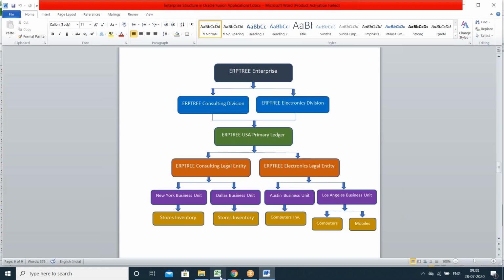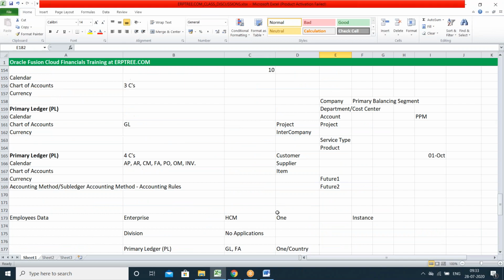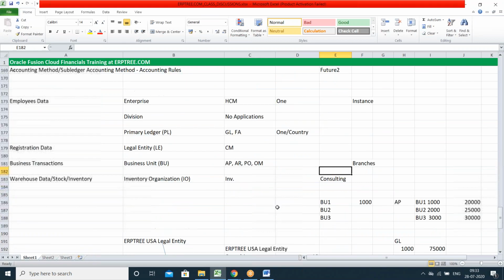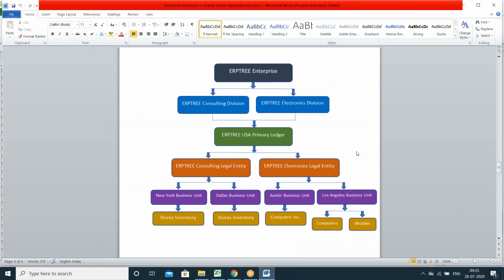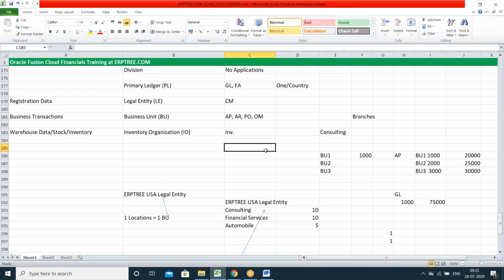Anyway, this spreadsheet, let it be with me only. I just use it for presentations. That's all. Any other questions, please?